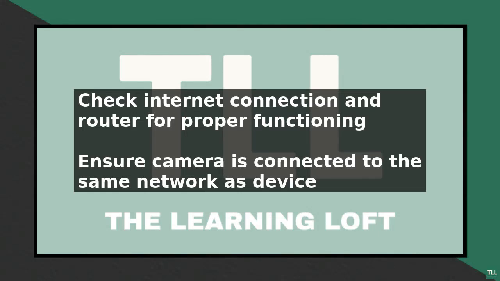To fix a Nest camera not showing history, start by checking your internet connection. Ensure your router is working properly and your camera is connected to the same network as your device. A stable internet connection is necessary for the Nest camera to upload and store video footage.